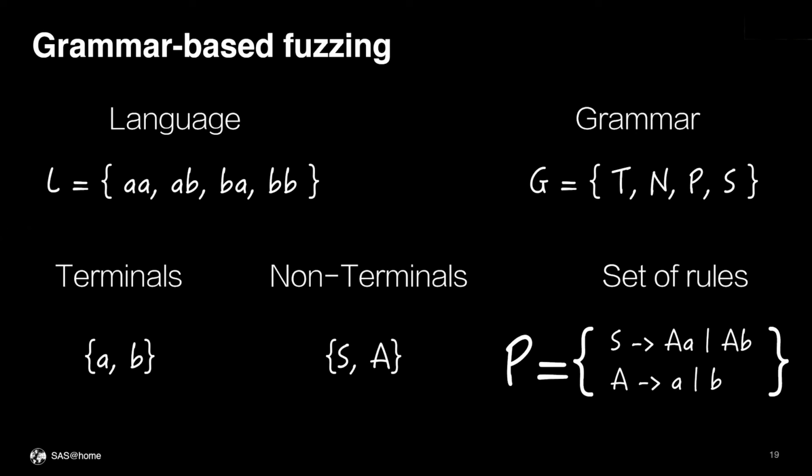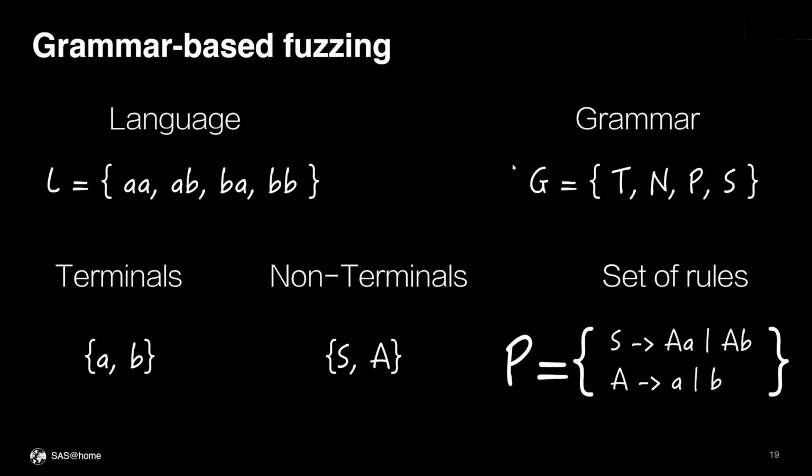To detect those, we would use a theoretical concept which is called formal languages and grammars. So let's assume, as an example, that we have this kind of language, and the grammar actually has four objects inside it. T stands for terminals, N stands for non-terminals, P for production rules, and S is the starting symbol.